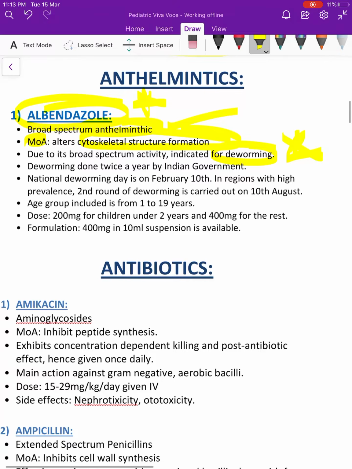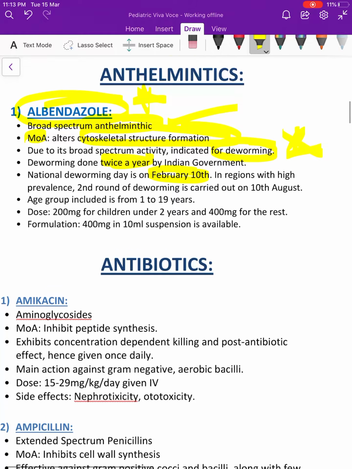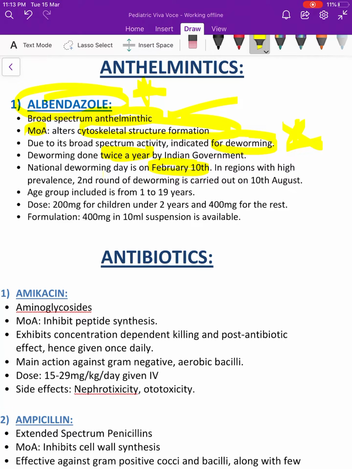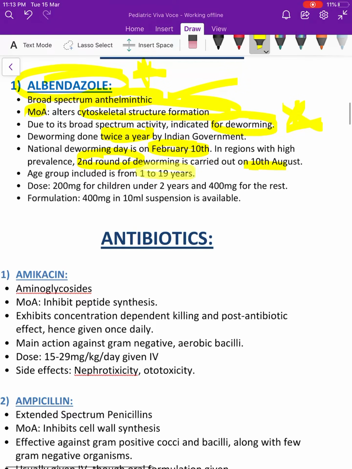Deworming is presently done twice a year by the Indian government. National Deworming Day, when is it done? It is on February 10th. If there is high prevalence, then a second round of deworming is carried out, and this is done on 10th of August. Age group included is from 1 to 19 years, 200 mg for children up to 2 years and 400 mg for the rest. How is it available? It is available as a suspension, that is 400 mg in 10 ml suspension.